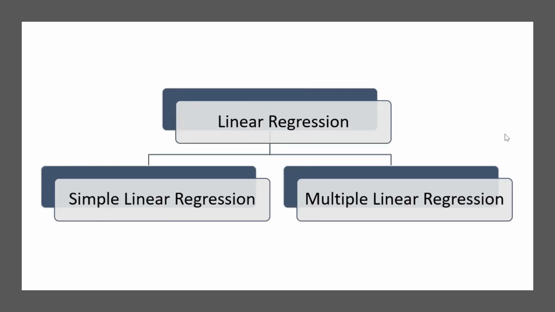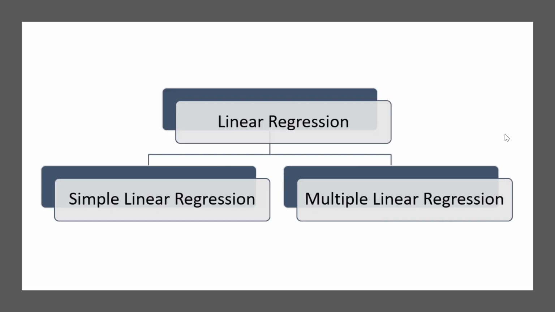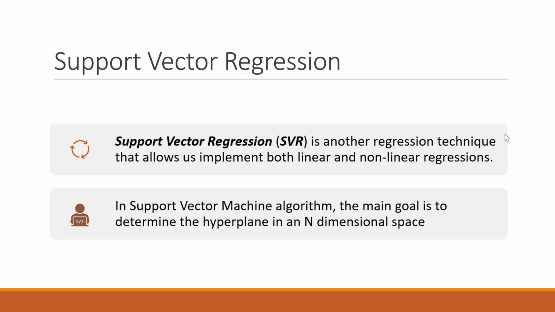Linear regression can also be further classified into two categories. Basically, when there is only one input variable, that category of linear regression is known as simple linear regression. However, when there is more than one input variable, that category is commonly known as multiple linear regression. And the previous diagram represents simple linear regression. So I hope with this the concept of linear regression is clear to you. Let's move forward and discuss support vector regression.